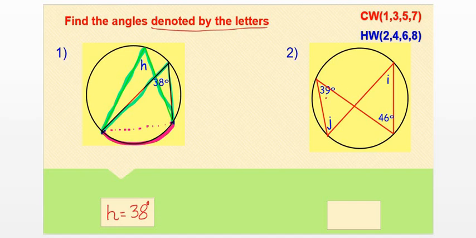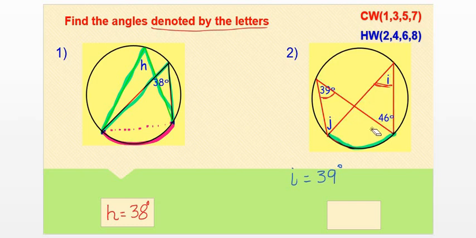Now here in this question, I can see one of the angles is 39, and in the same segment I have another angle, I, and both these angles are actually standing on this arc. Clearly you can see here, one is going this way and the other one is going this way. So this shows that both these angles will be equal to each other. So we can say angle I will be equal to 39 degrees.